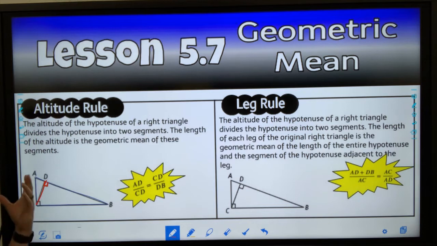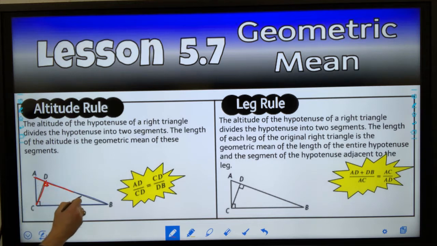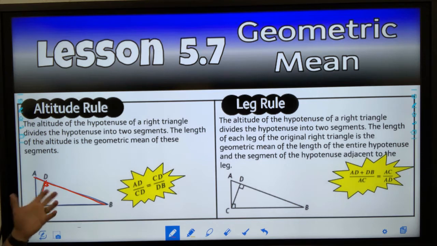On the altitude rule, whenever we're trying to find the altitude, this is the rule. It says the altitude to the hypotenuse of a right triangle divides the hypotenuse into two segments. Those two segments would be AD and DB right here. The length of the altitude is the geometric mean of these segments.